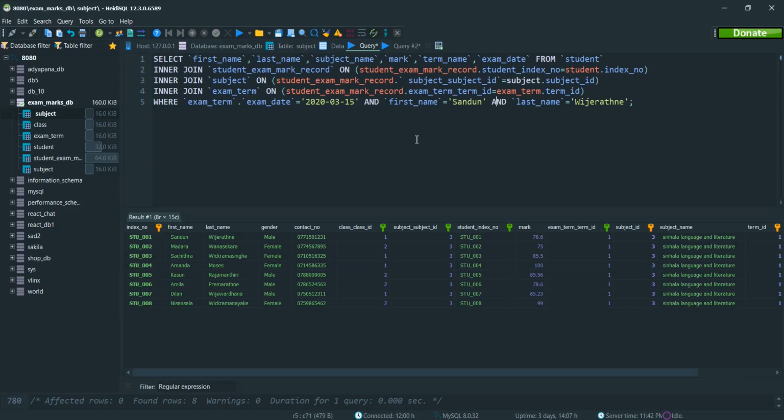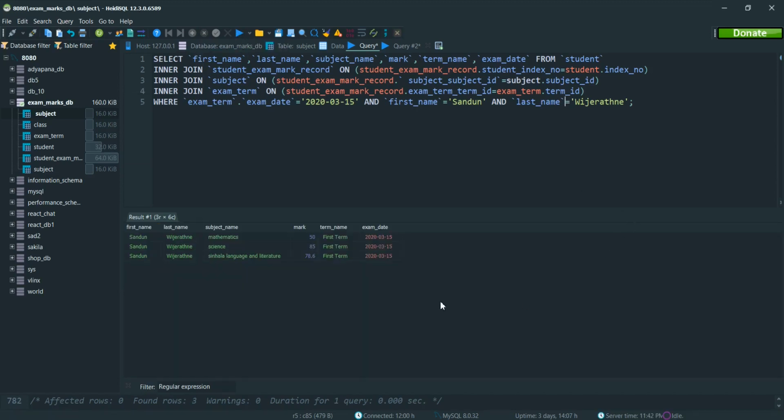We also, as before, have used 3 inner joins along with the conditions, and let's execute and see. So these are the results.